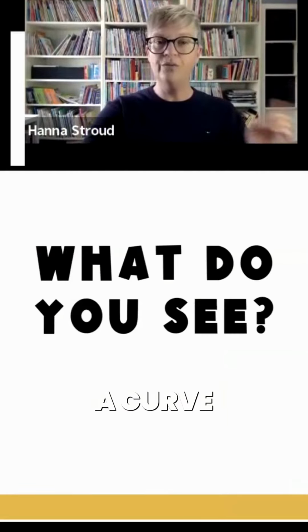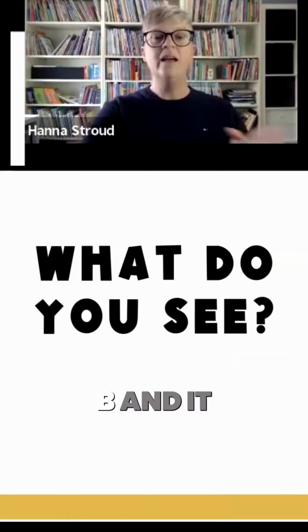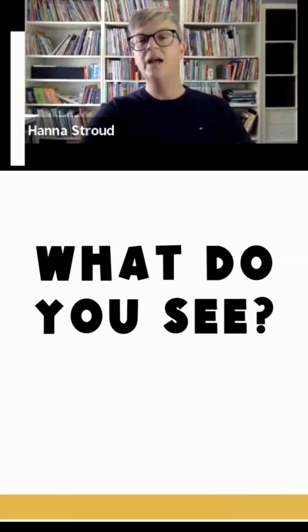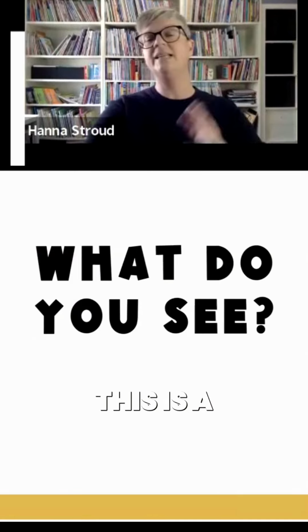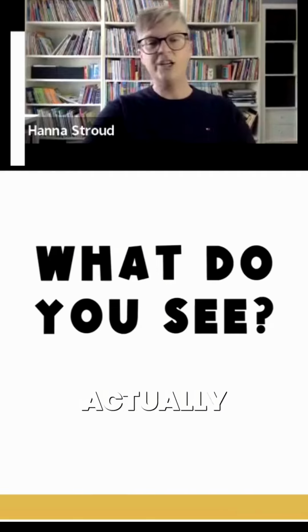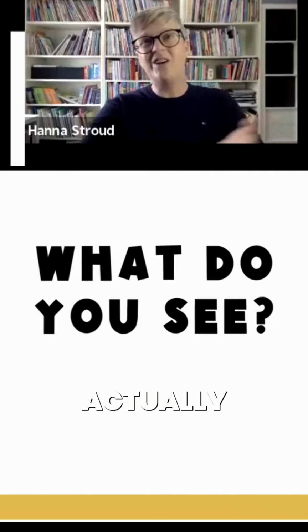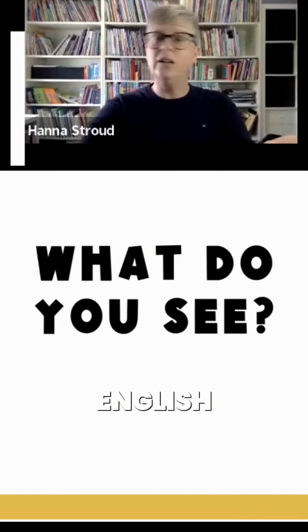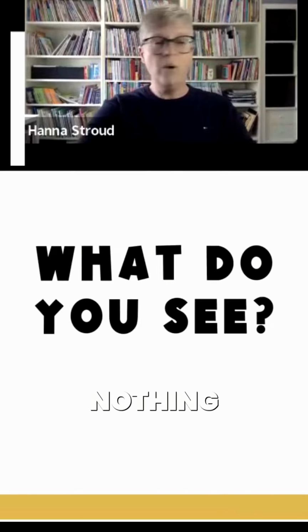There's a line and a curve. That is the letter B and it spells B. But if I turn it, this is a different letter name and it actually spells a different sound. And I actually have to know also that Q in English spells nothing without the letter U.